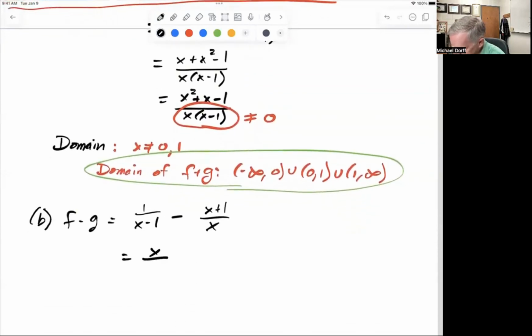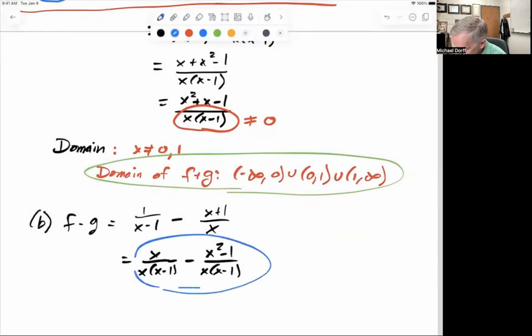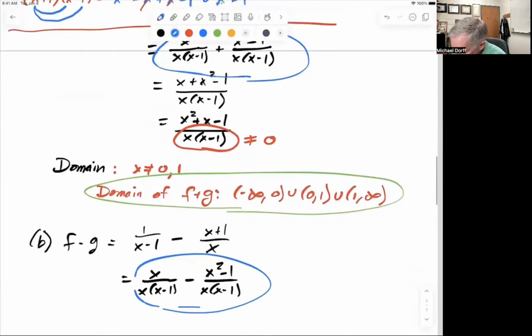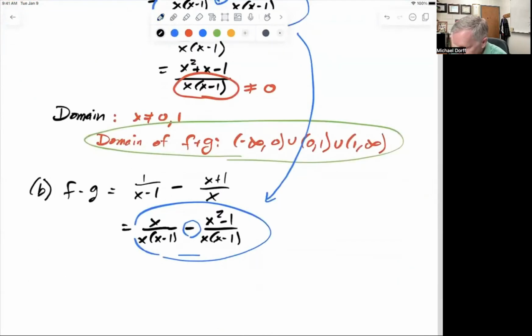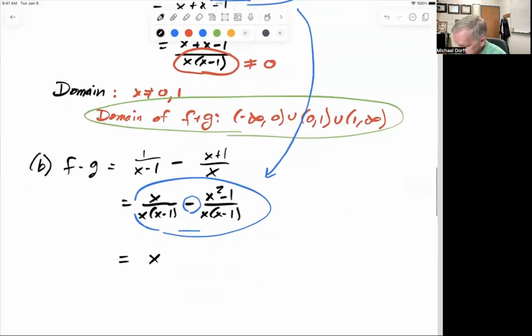We did that in the previous problem, so we're just going to copy what we had from the previous problem, and that was x over x times x minus 1 minus x squared minus 1 over x times x minus 1. Where did that come from again? This was the same thing that we did up here, and now the only difference is instead of having a plus between them, we have a minus. So we don't have to redo the work every time if we've done it correctly here. Now, I'm going to subtract these. So I'm going to have x minus parentheses x minus 1 over x times x minus 1.